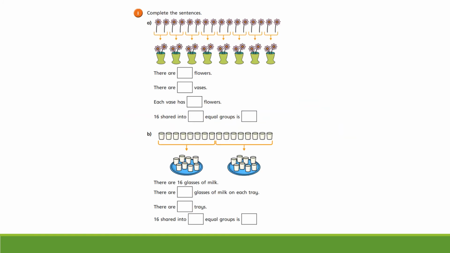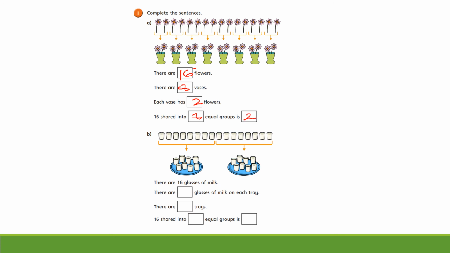Let's take a look at the answers to number 1. Let's use a red pen. So, complete the sentences. How many flowers are there? So let's see, 2, 4, 6, 8, 10, 12, 14, 16. So there are 16 flowers altogether. How many vases? 1, 2, 3, 4, 5, 6, 7, 8. So there are 8 vases. We can see that there are 2 flowers in each vase. So 16 shared equally between 8, and the answer equals 2.